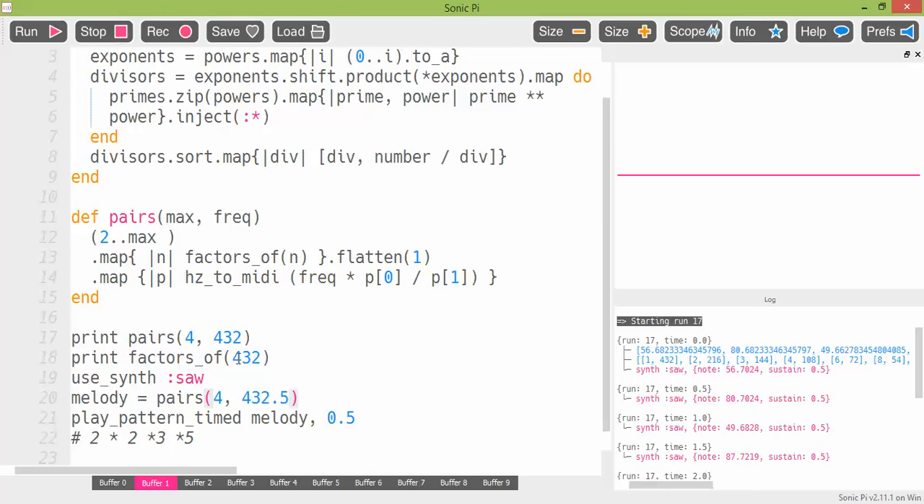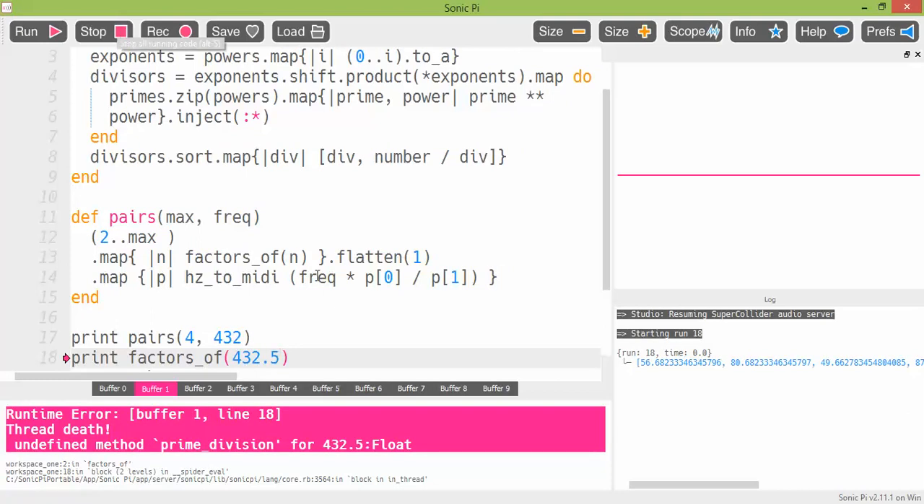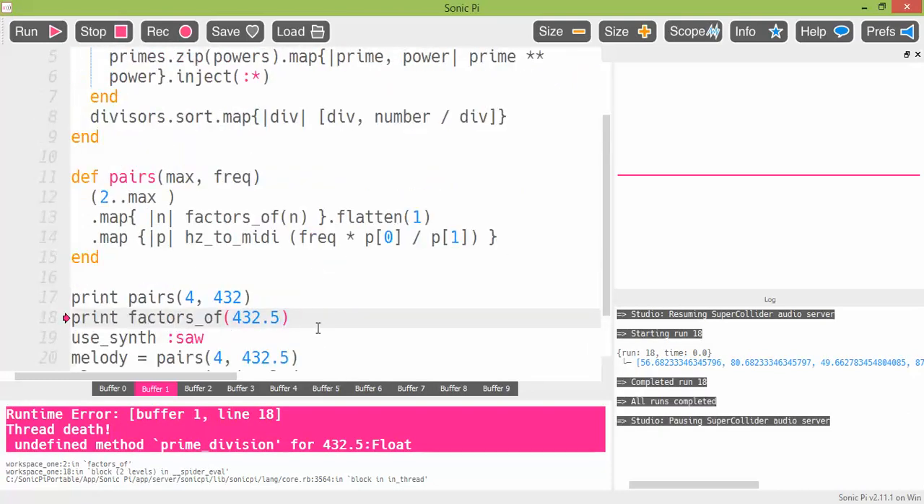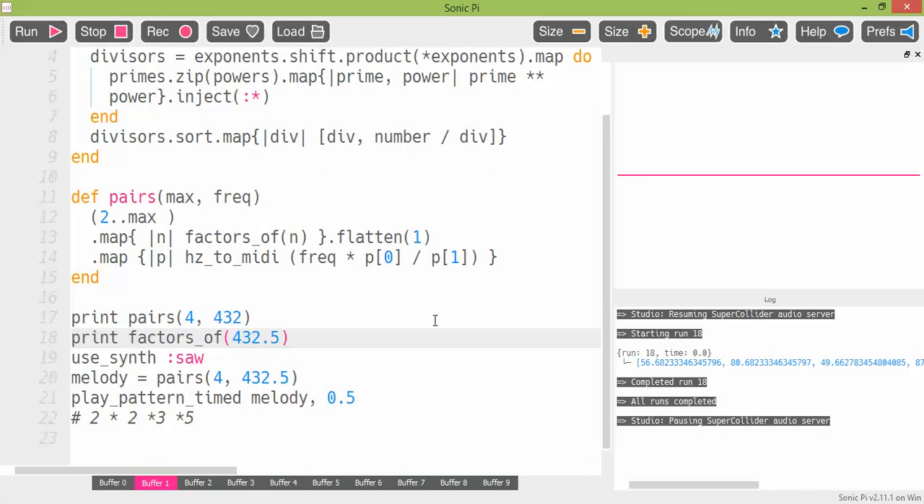Does that one need to be 4? No, this one's just printing. What? Okay. Let's see what it prints. What? It doesn't like that. That's bizarre, because it should be the same. All right, if I'm calling pairs, then I'm calling factors of.